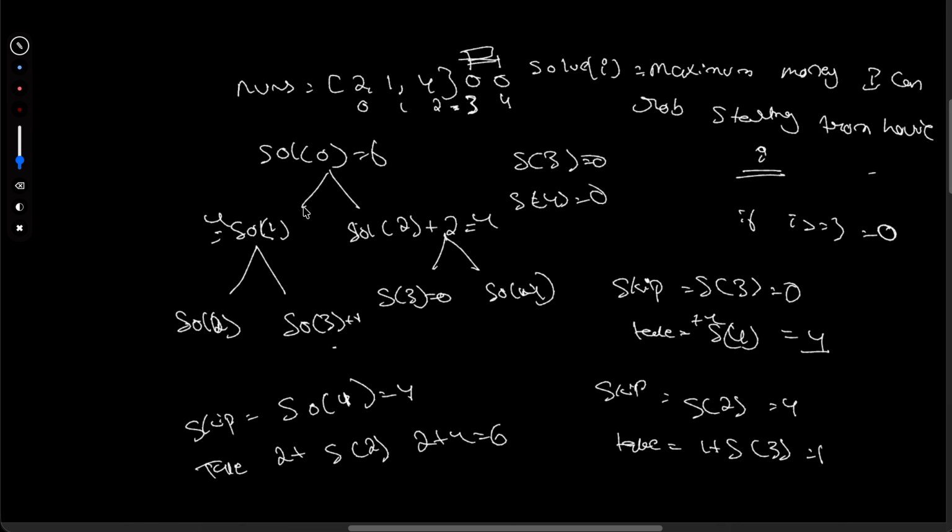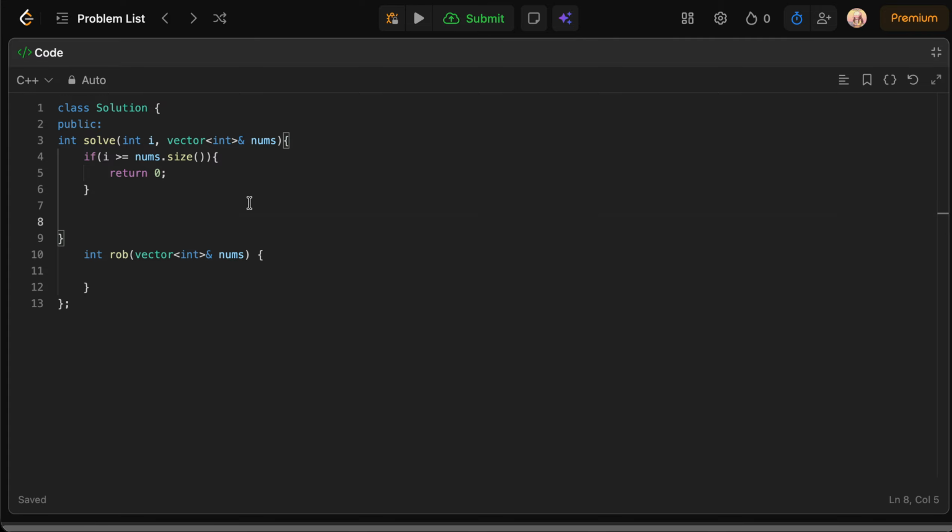At every house I have two choices, skip or take. First we take skip. If I skip this house, I move to the next house, that is i plus 1. So write down int skip is equal to solve of i plus 1, nums.